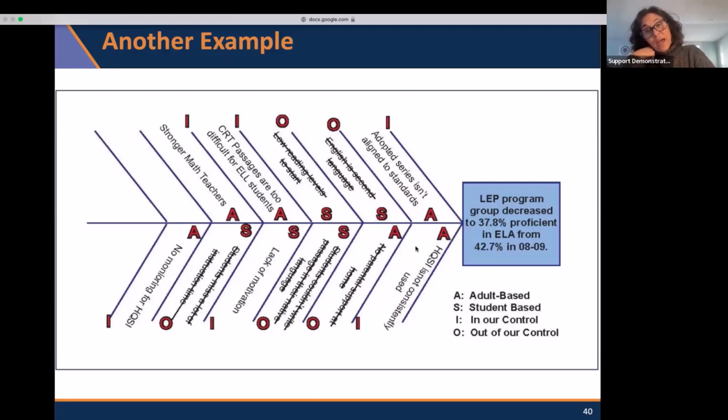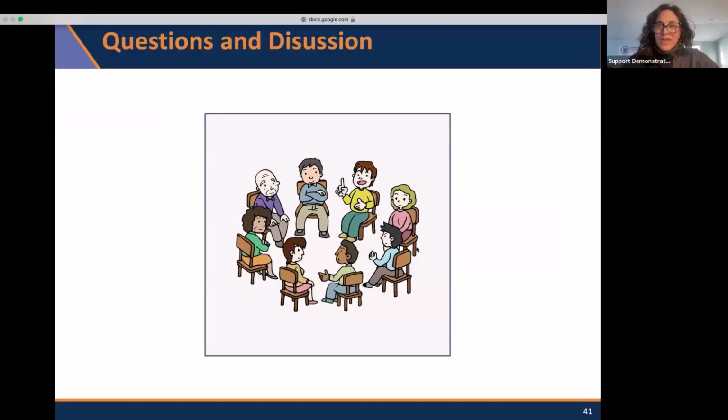And you can see here that, for instance, in our control, the adopted series isn't aligned to standards. Well, we need a new series. They crossed out the things that were out of their control. And I'm just going to pick something from the bottom where it says student-based. That's lack of motivation. The solution to that is teacher-focused, that focuses on engagement. So anyway, the fishbone is a great way to structure your conversations about causation. All right. Questions, discussion. Good.